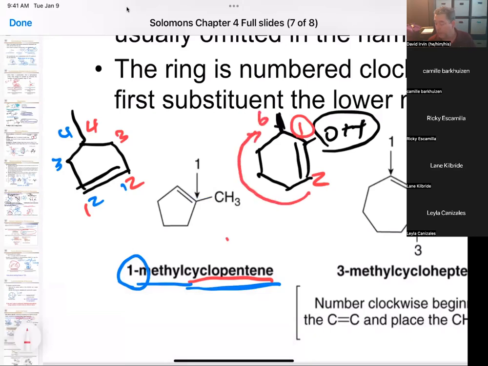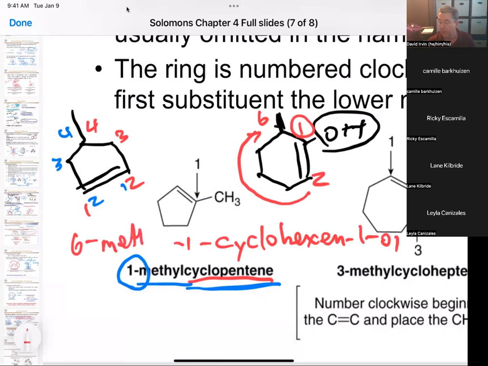So this would be cyclohexene-1-ol, and then we have to add our substituent, 6-methyl-cyclohex-2-ene-1-ol. Okay, so follow that rule.